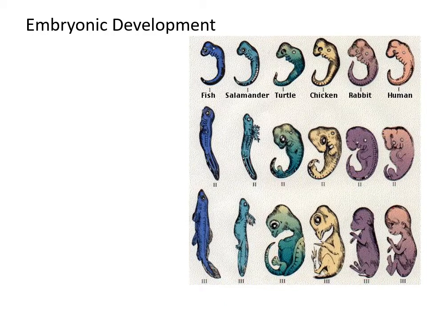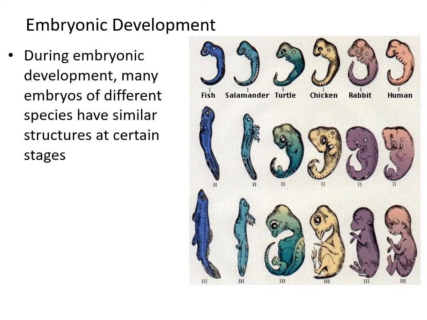Embryonic development is not the strongest piece of evidence, but it does help when you look at creatures as they're developing. If you look early enough, you can see that many different embryos end up looking similar at certain stages. If you look at a fish, salamander, turtle, chicken, and human at this particular early stage in their development, they all look pretty similar.